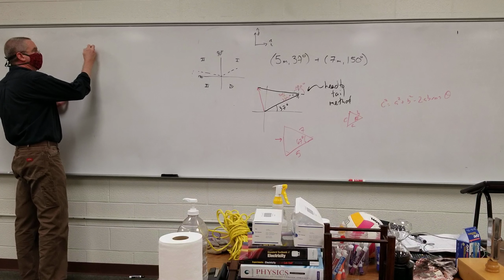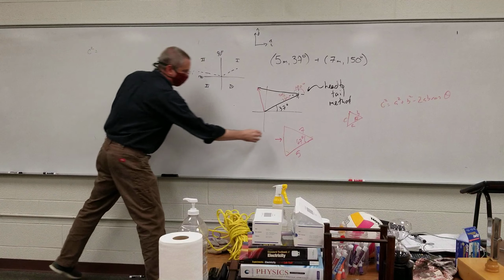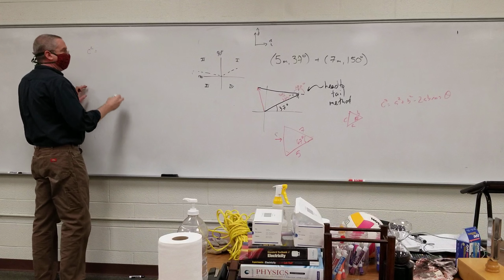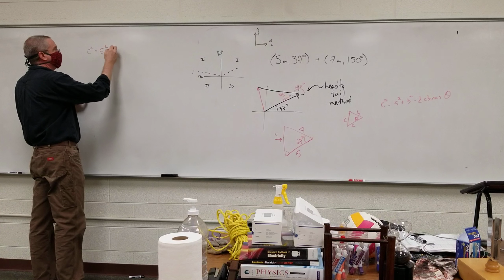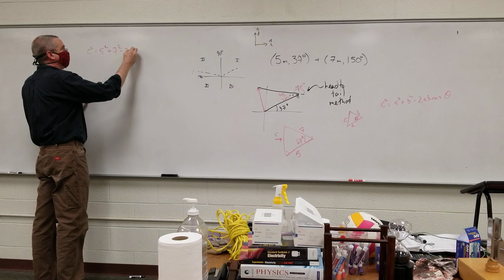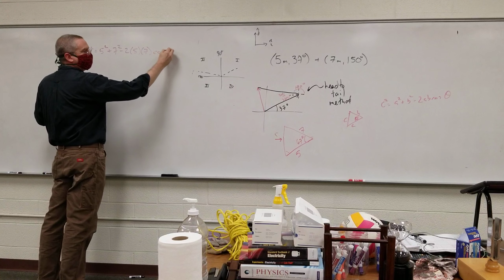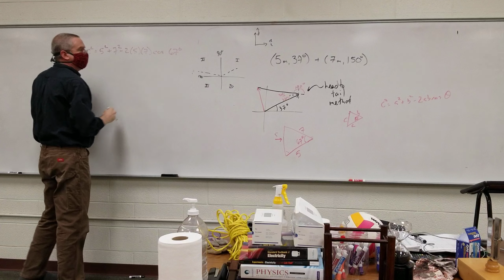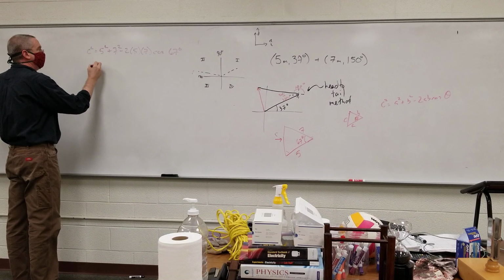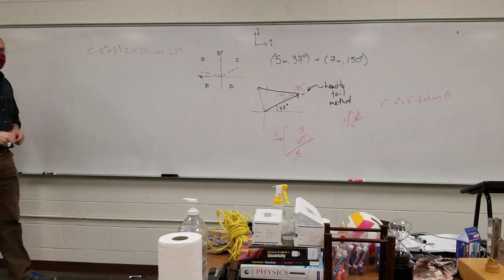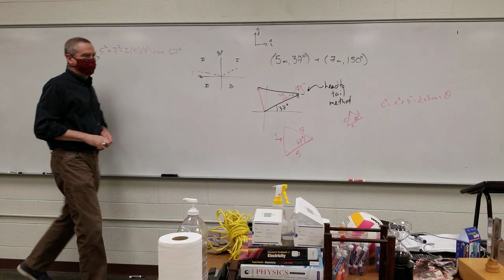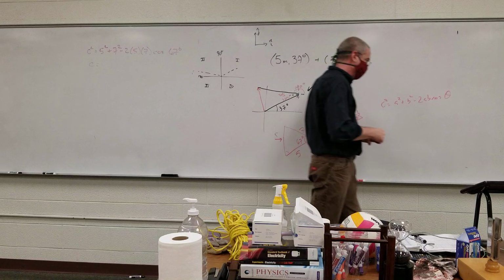So I have c squared, which I'm making this c apparently, equals 5 squared plus 7 squared minus 2 times 5 times 7 times the cosine of 67 degrees. So someone will be gracious enough to do it on the calculator and tell me what the value of c is.